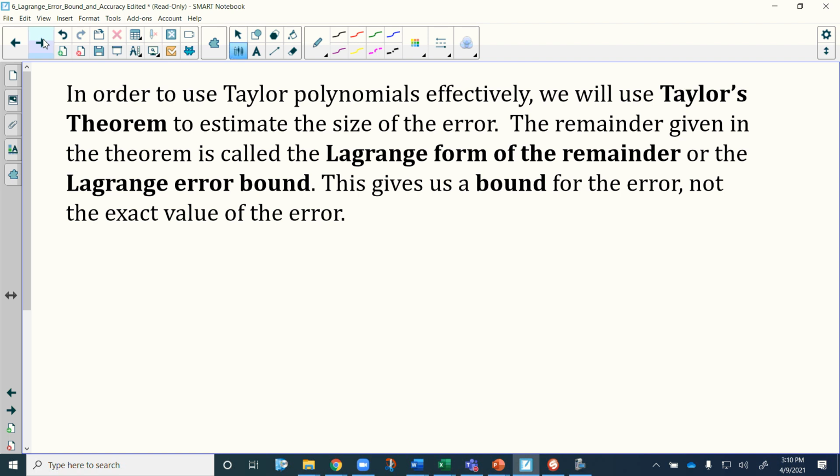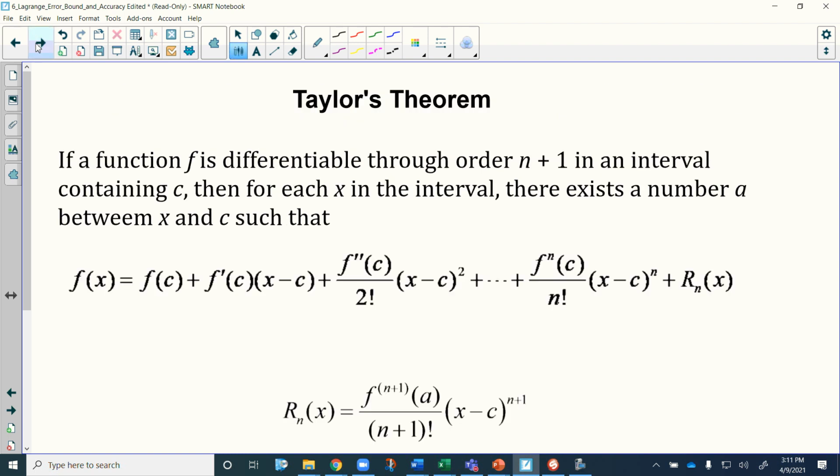So in order to use Taylor polynomials effectively, we'll use Taylor's theorem to estimate the size of the error, and the remainder given in the theorem is called the Lagrange form of the remainder, or the Lagrange error bound. This gives us a bound for the error, but not the actual value of the error, meaning that we know it within plus or minus some number. That's what the Lagrange error bound is going to be, and we'll see an example here.